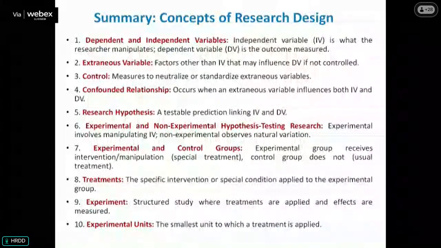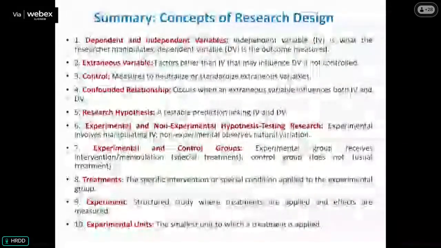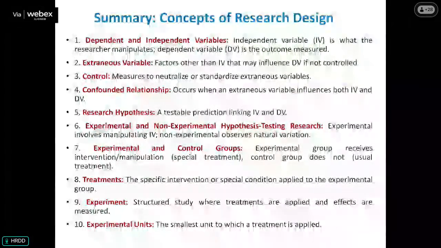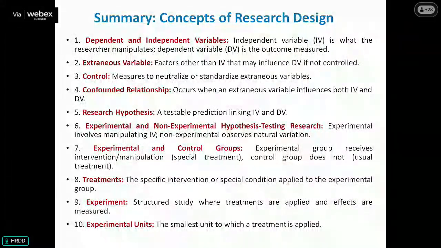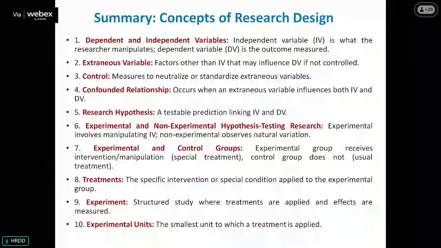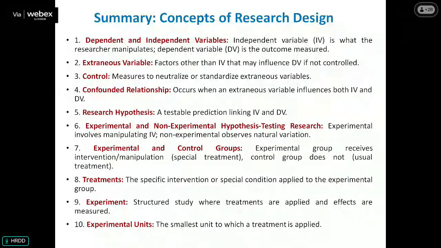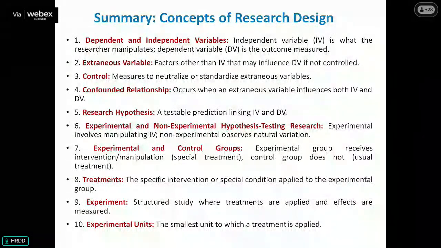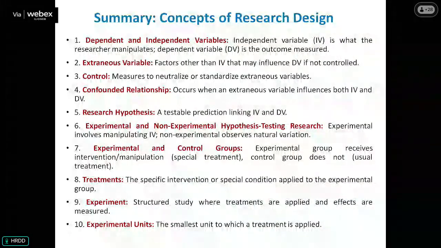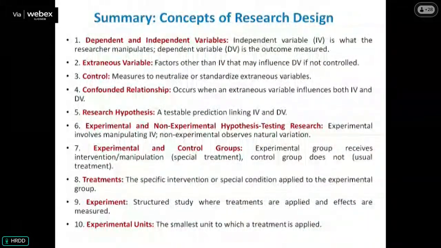For experimental hypothesis testing research, we generally need two groups. One is the experimental group and one is the control group. What is the experimental group? It receives the special treatment or manipulation. A control group does not receive the treatment. And what is treatment? It is the specific intervention or special condition applied to the experimental group.